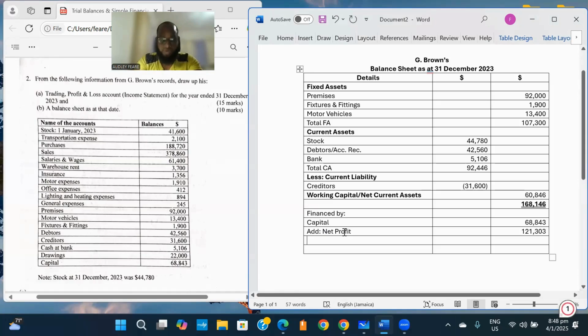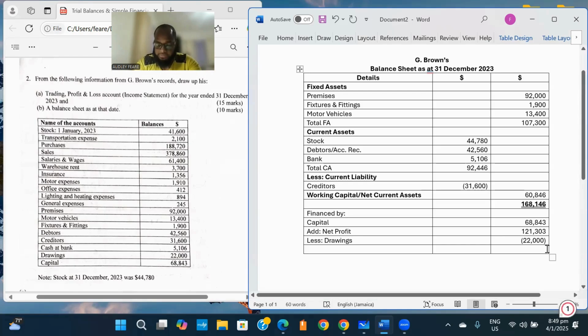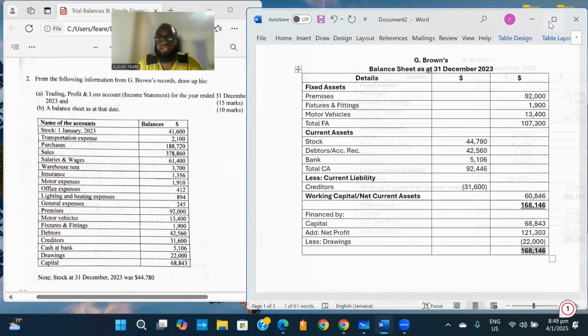And of course, we have to less our drawings. So less drawings. Of course, if you put money in your business, they're going to take back out some. Of course, you're going to reduce your capital. So you have to subtract the drawings. And the drawings amount was $22,000. So we put $22,000 in brackets. And when I computed that, I got back 168,146. And this means the balance sheet is balanced.